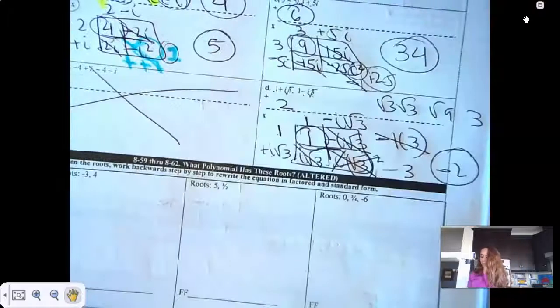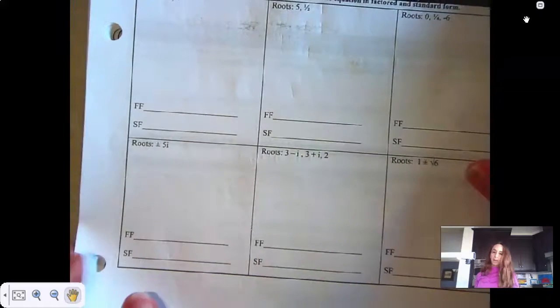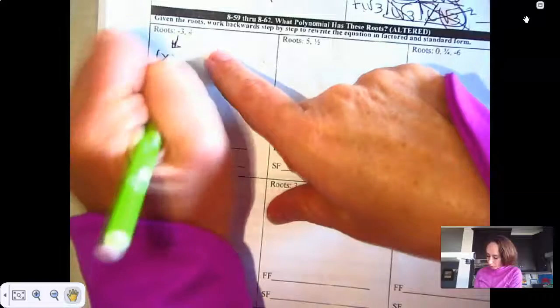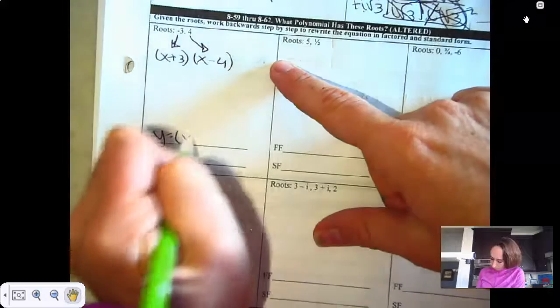Okay? All right, so now in these problems, what we're going to do is sometimes we're going to have real roots, sometimes we're going to have imaginary roots, sometimes we're going to have both, and we need to get the equation in standard form. Okay? So the first thing is we're going to go backwards. So always do the opposite. X plus 3, X minus 4. Oh, cool. That's in factored form.